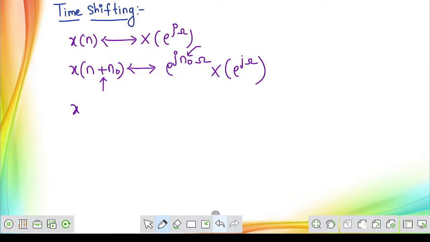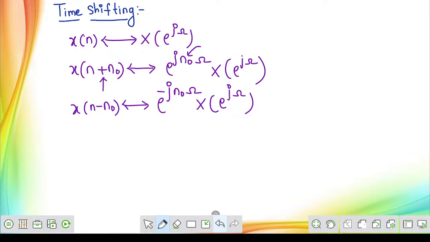Suppose we are considering x of n minus n naught, then its corresponding Fourier transform can be written as e power minus j times of n naught into omega into X of e power j times of omega. Understood, sir? So whenever we are applying the shifting property, it is very important to keep these things in your mind.